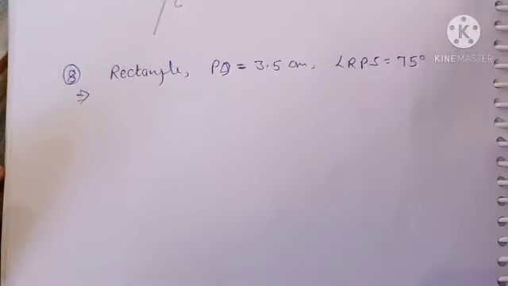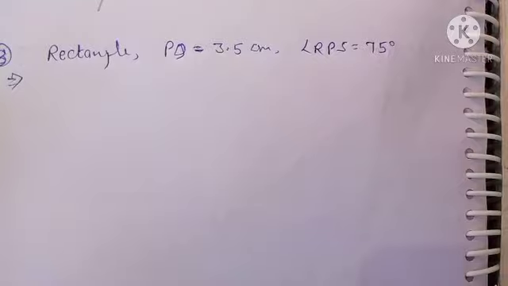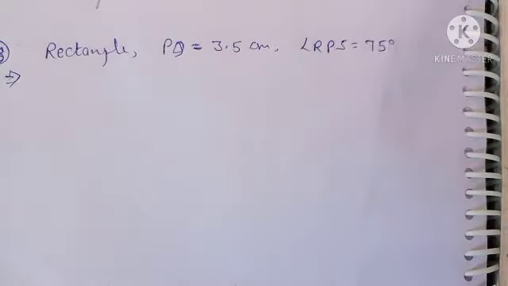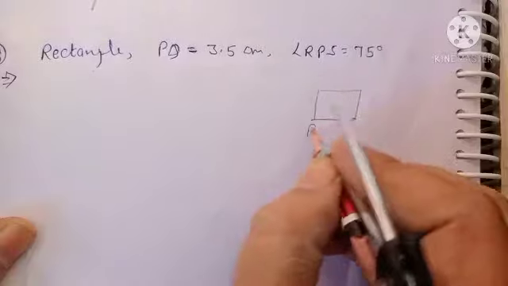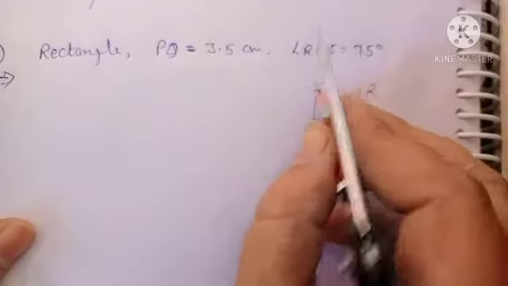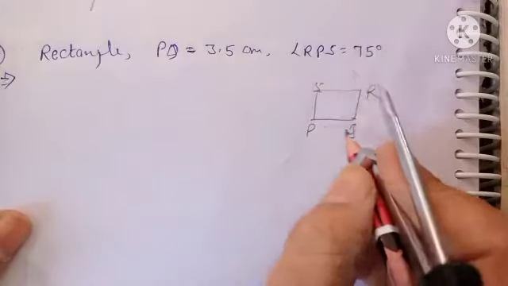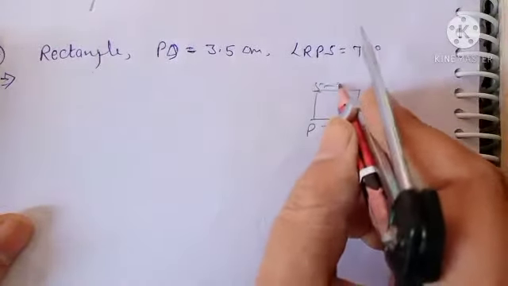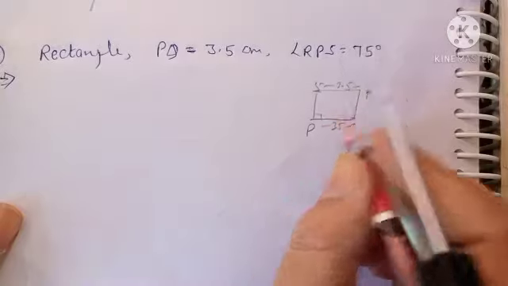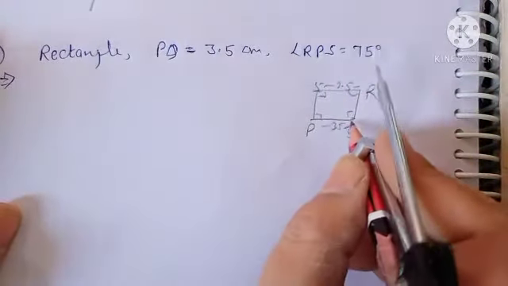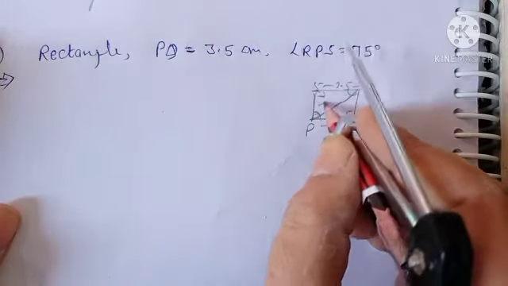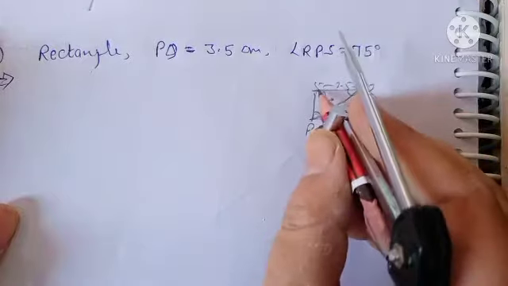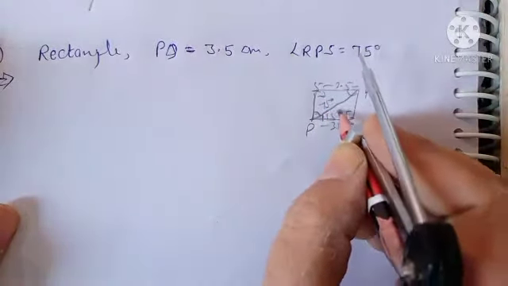In question number 8 we have to construct a rectangle where PQ is equal to 3.5 centimeter and angle RPS is 75 degree. So here you can see, if we are constructing a rectangle PQRS like this, it is a rough diagram. PQ is equal to 3.5, so RS is also 3.5 and all the angles are of 90 degree here. But it is given that this angle RPS is 75 degree, then this angle will be 15 degree angle.